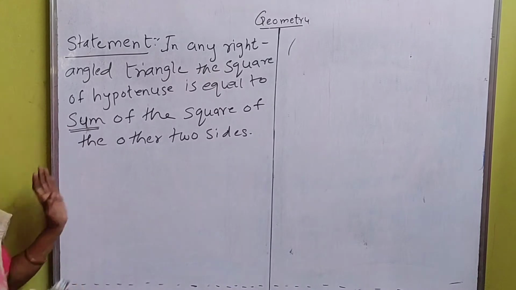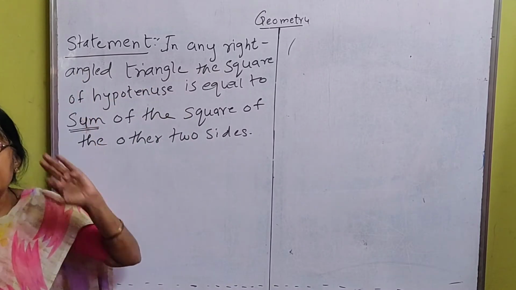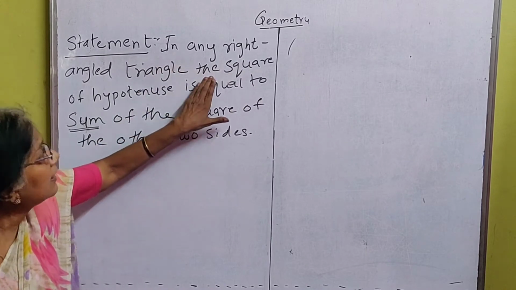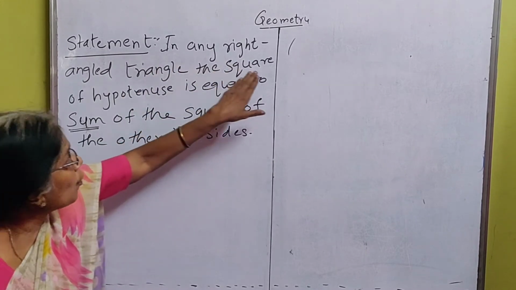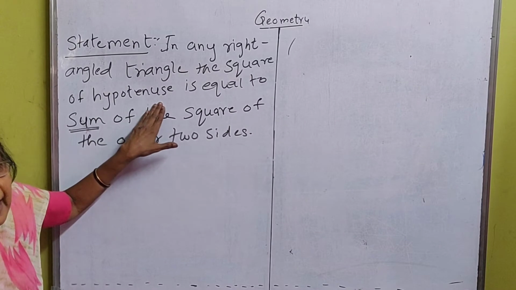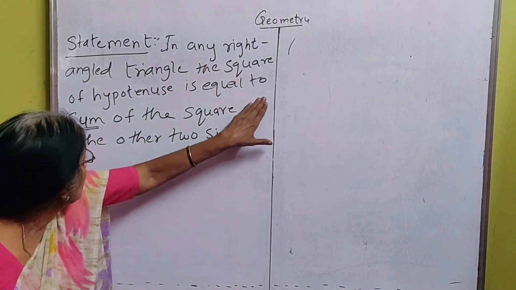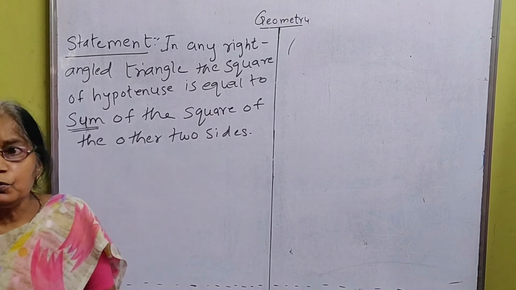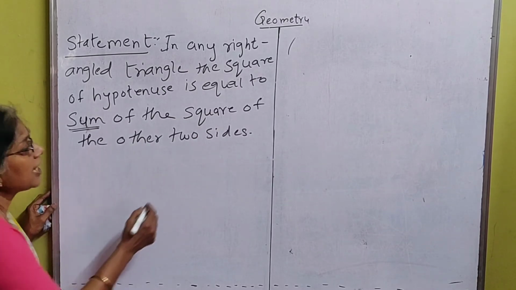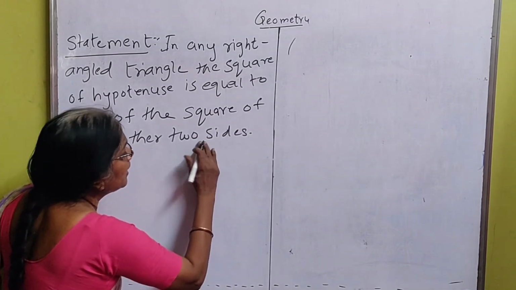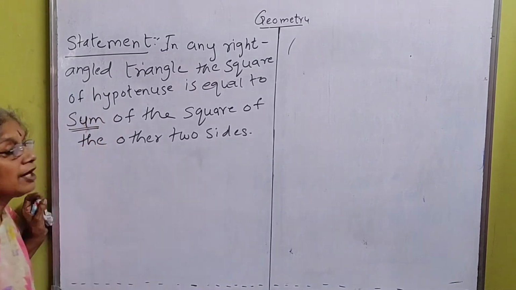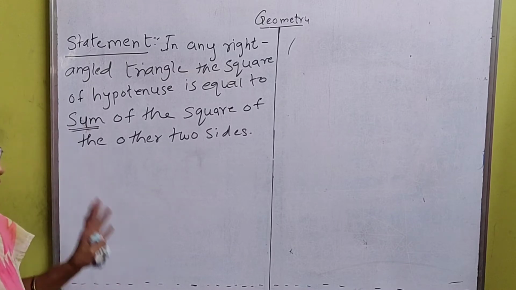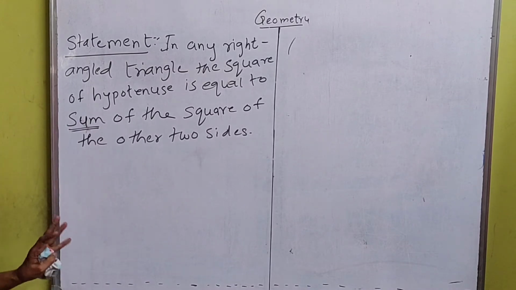So now the statement is along with you. Once again I read. In any right angle triangle, you have to prove that the square of the hypotenuse is equal to the sum of the squares of the other two sides. So you know that whenever a theorem is there, you need a diagram. So we have to draw a diagram. What is the name of the triangle given over here? It is not given here. So let us take ABC as a triangle.